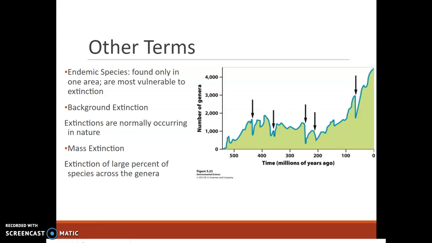Background extinction is where you have normal extinctions occurring in nature. Mass extinctions are ones where you have a large percent of species lost that goes extinct within a realm of time. And you can see here, as of right now, they believe that we have undergone 5 mass extinctions. 1, 2, and this is kind of a trickle effect after the fact, 3, 4, and 5. All right, and they believe that we're actually on the verge of the 6th.